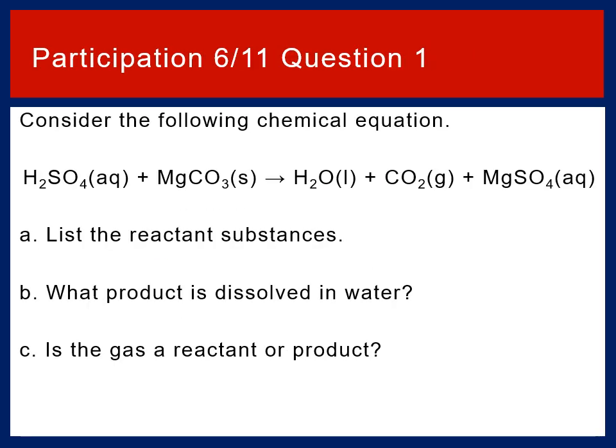Participation 611, question 1. Consider the following chemical reaction. H2SO4 (aq) plus MgCO3 (s) becomes H2O (l) plus CO2 (g) and MgSO4 (aq). A, list the reactant substances. B, what product is dissolved in water? And C, is the gas a reactant or product?